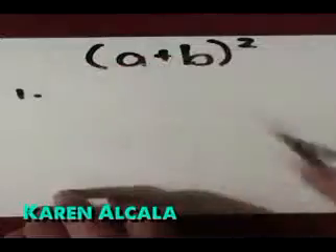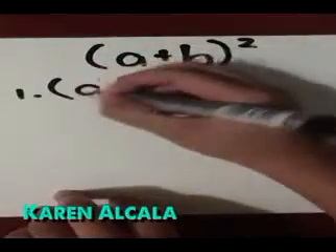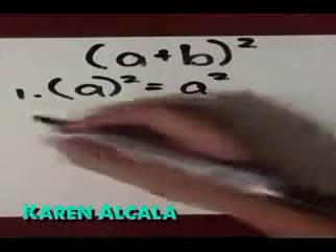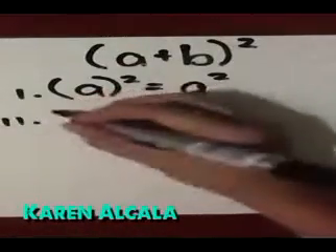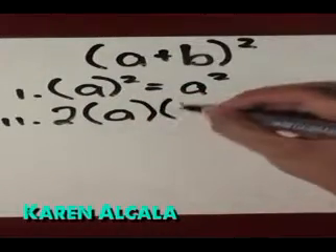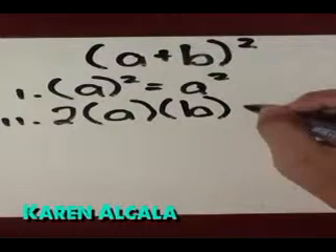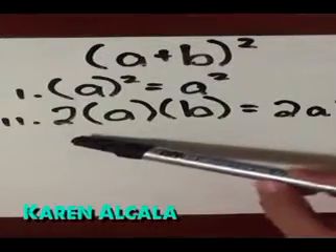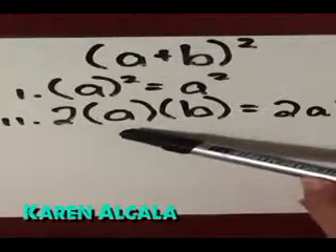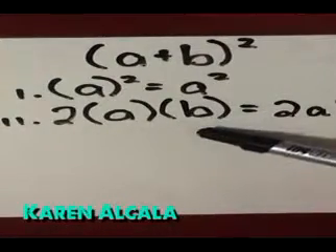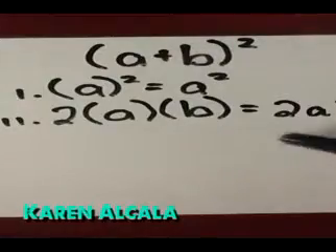Step number 1. Square the first term. The answer will be a squared. Step number 2. Twice the product of the first term and the second term. The answer will be 2ab. Because when you multiply 2 with the first term, the answer will be 2a. And when you multiply that to the second term, the answer will be 2ab.